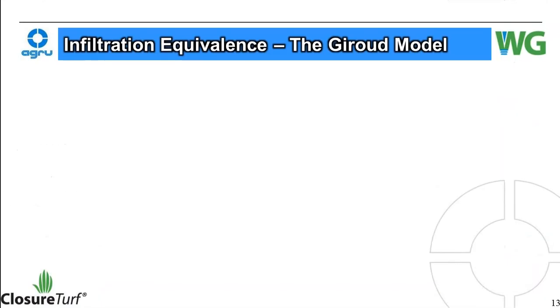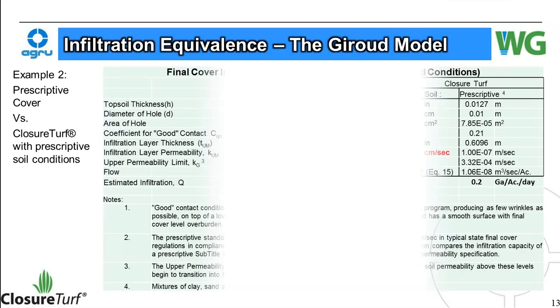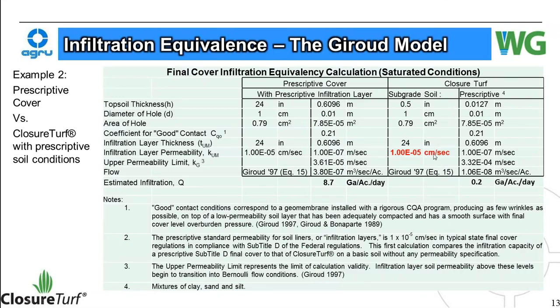So we'll go to example 2, which is prescriptive cover versus ClosureTurf with prescriptive soil conditions. I'm using this permeability here, the same as with the prescriptive cover, simply because this permeability is your basic dirt. This is a sandy, clayey soil. It's not a pure clay. This is dirt that you're going to find just about anywhere.